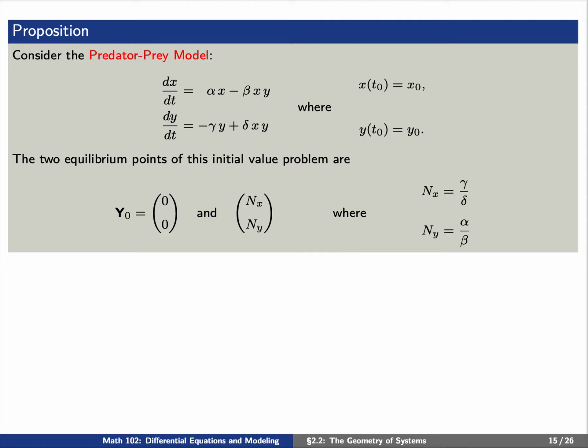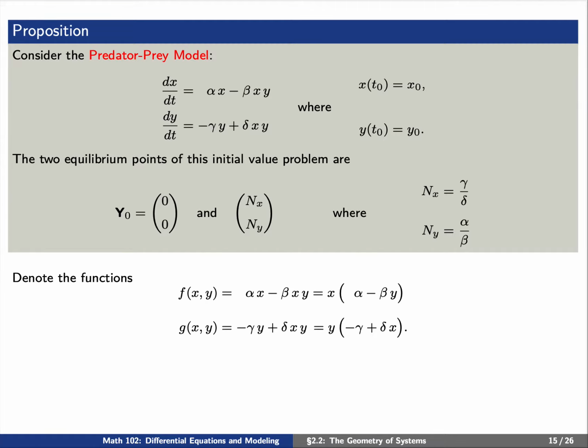Let's review some examples. First, I claim that the predator-prey model has exactly two equilibrium points. You can see them here on your screen in terms of the coefficients for the model. That is, if we have dx/dt equals alpha times x minus beta times x times y, and dy/dt equals negative gamma times y plus delta times x times y, then the two equilibrium points are (0, 0), the origin, and (n sub x, n sub y), where n sub x is gamma over delta, and n sub y is alpha over beta.